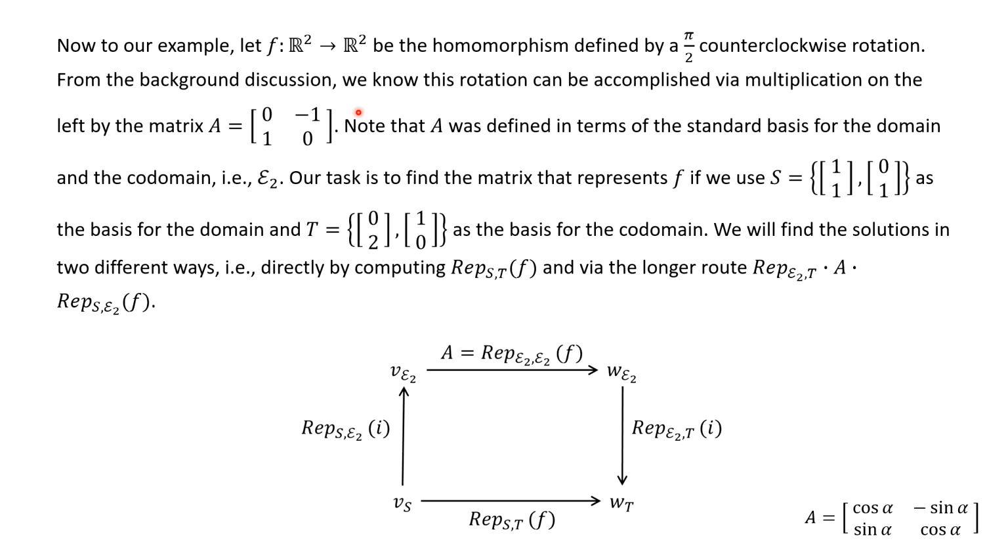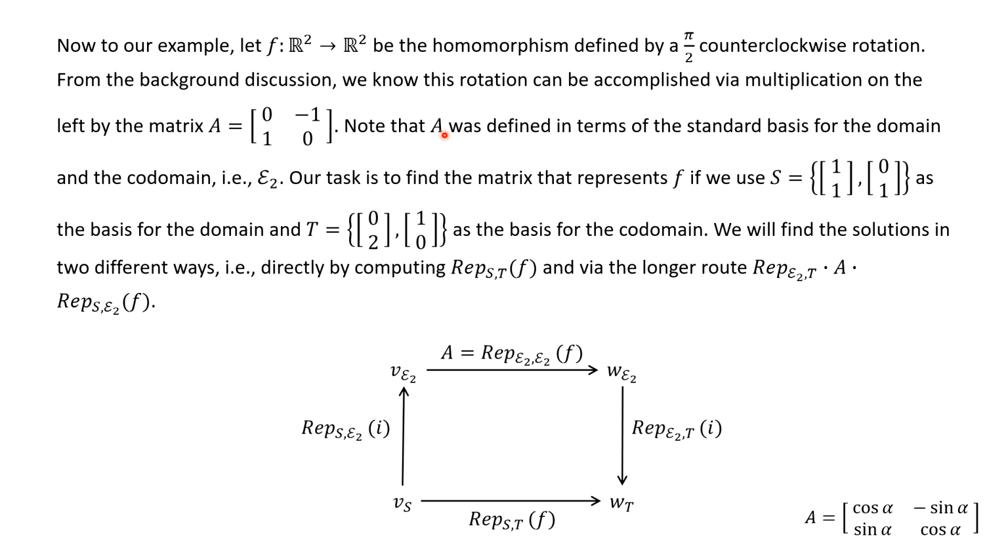Okay, let's get to our example. So we have a function f, a homomorphism from R2 to R2, defined by pi over 2 counterclockwise rotation. And we know that we can do that by multiplying by a matrix A from what we computed on the last slide. We just need to plug in pi over 2, or 90 degrees. The cosine of pi over 2 is 0, and the sine of pi over 2 is 1. So we get this for A.